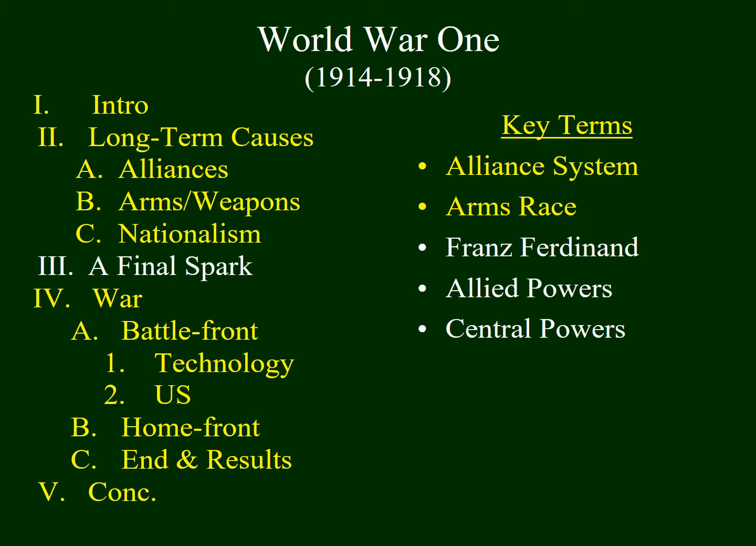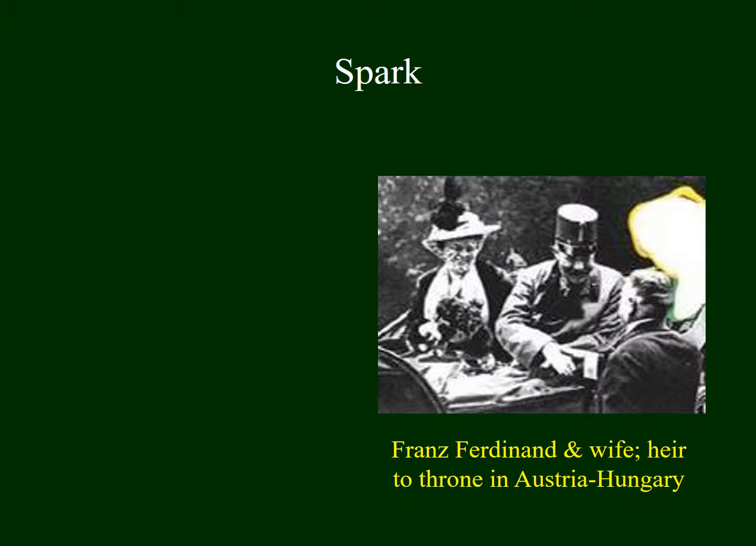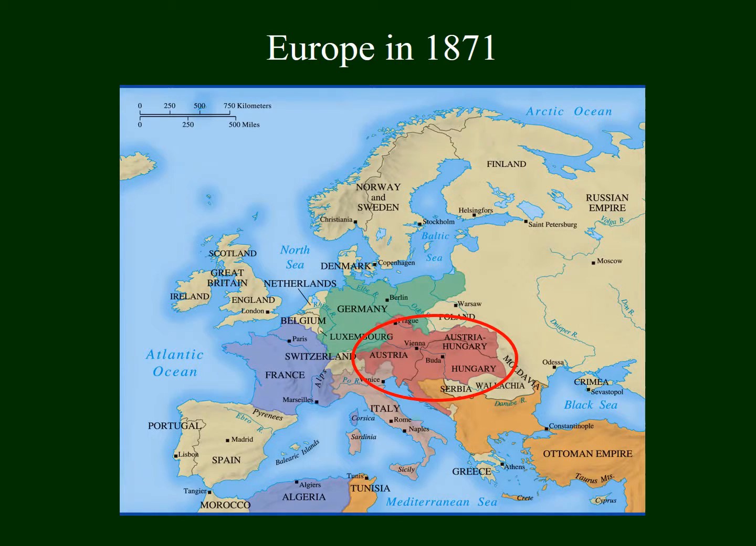Next, I'd like to explore the final spark that led to the war. The spark involved the man shown here. His name was Franz Ferdinand, along with his wife. He was the heir to the throne of Austria-Hungary. Austria-Hungary is included in the circled area of this map. The star that just came in identifies the city of Sarajevo, which is where Franz Ferdinand and his wife traveled.